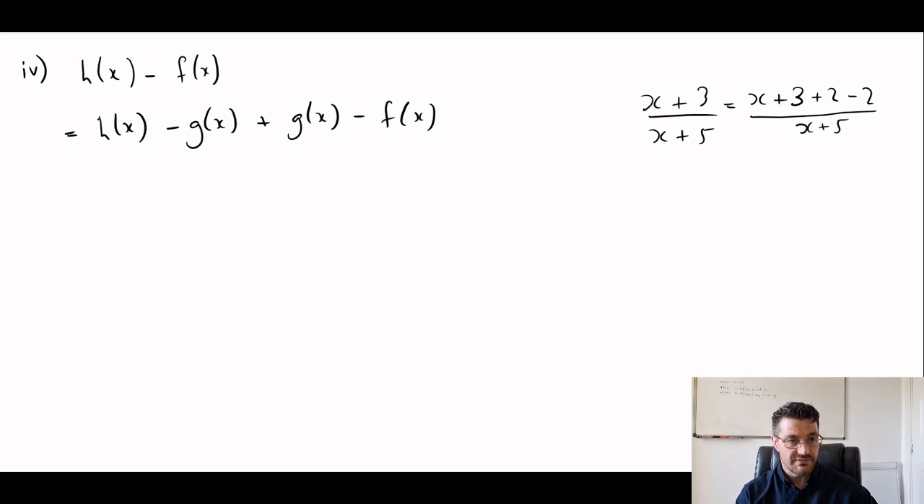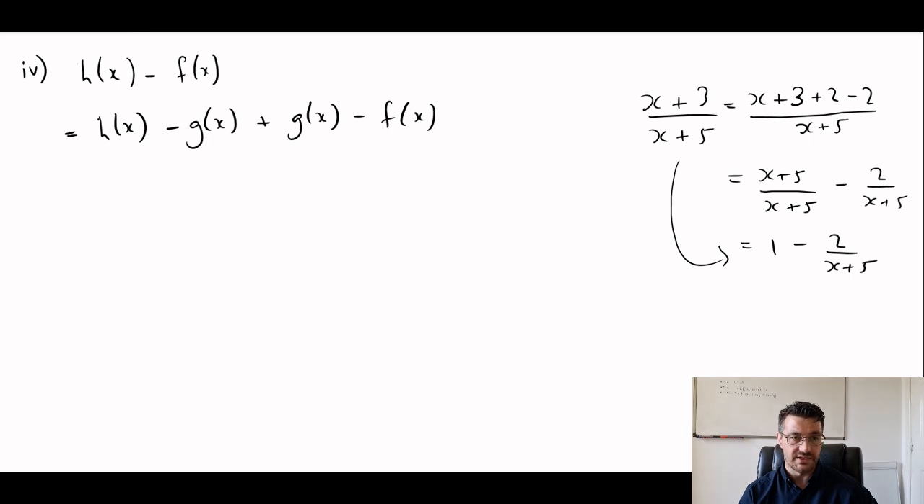Over x plus 5. So x plus 3 plus 2 is x plus 5. So you get x plus 5 over x plus 5 minus 2 over x plus 5. But x plus 5 over x plus 5 is just 1. Now, I've written out here all of the steps involved, but basically you can do this in your head and go straight from x plus 3 over x plus 5 to 1 minus 2 over x plus 5.